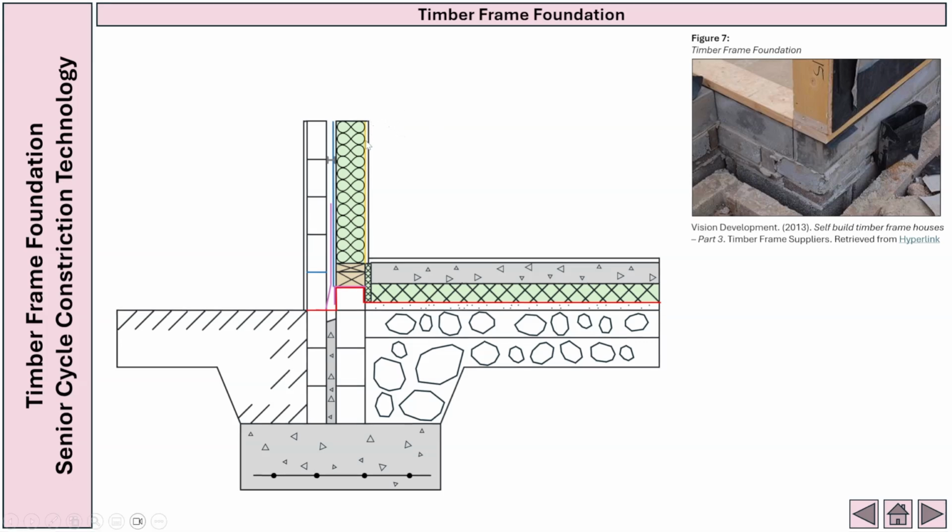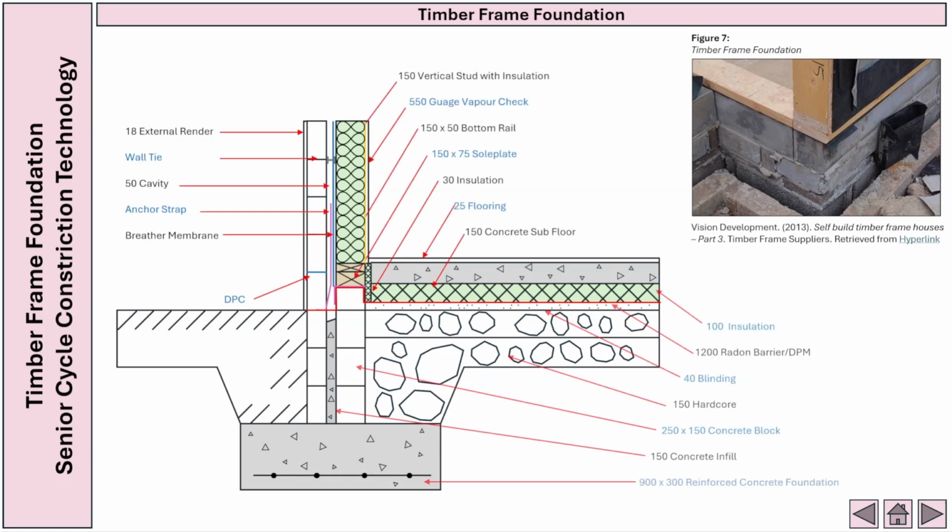And then lastly, highlighted in yellow here, we have got our 550 gauge vapor check, or our vapor control layer. It is a thin membrane placed on the warm side of the insulation inside the wall to stop indoor moisture from passing into the structure and causing condensation. Once that's all drawn, then we're just going to label all of the components associated with the timber frame foundation.